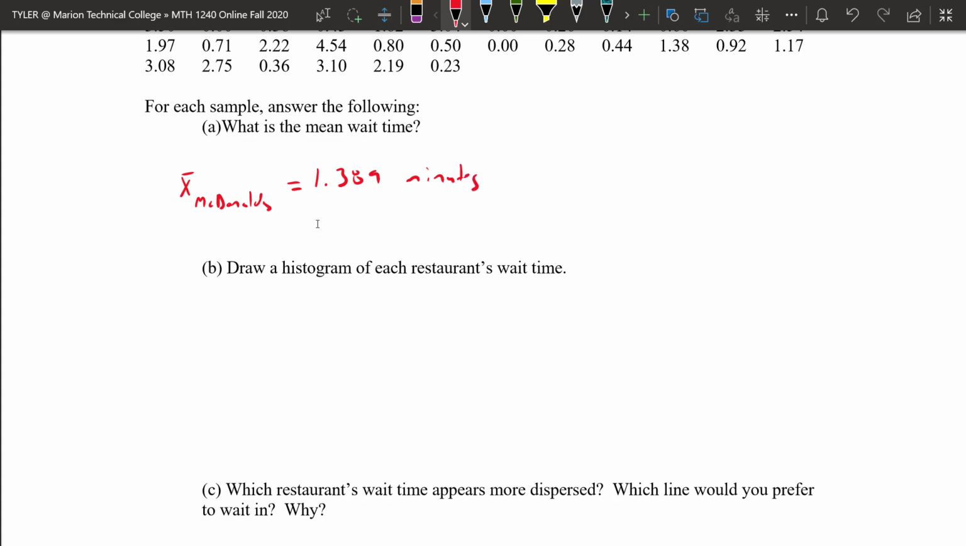Remember, when you take the mean of a variable, the units are going to be the same as what your original variable is in. Our original data is in minutes. If I take the mean of a data set in minutes, I get minutes back. And then the X bar of Wendy's, the sample mean for Wendy's, was 1.391 minutes. You can see that these are about the same. They're approximately equal to each other, roughly the same value.